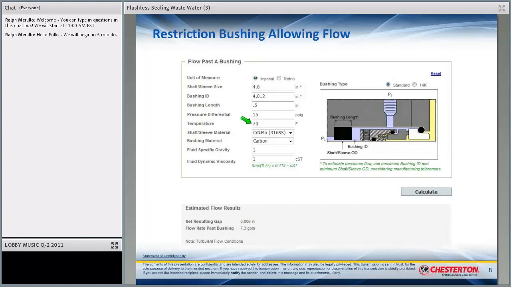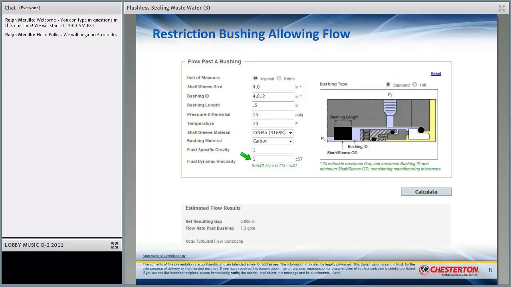Now here's the most important thing. I input stainless steel shaft and carbon bushing. The reason we put these materials in is that they have different coefficients of thermal expansion, meaning metal expands faster than carbon. So it affects the resulting gap at 70 Fahrenheit. And I put in the viscosity and specific gravity of water, which is very popular.